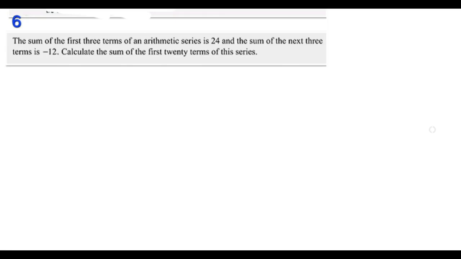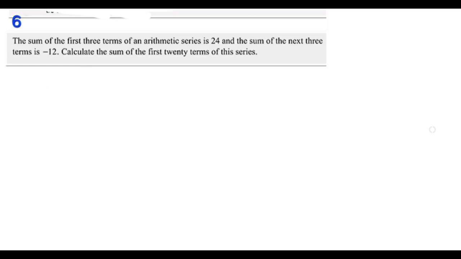Question 6. The sum of the first three terms of an arithmetic series is 24 and the sum of the next three terms is -12. Calculate the sum of the first 20 terms of this series. What a nice question. Set up the equation for the given information. So we have two equations. The sum of the first three terms is 24.